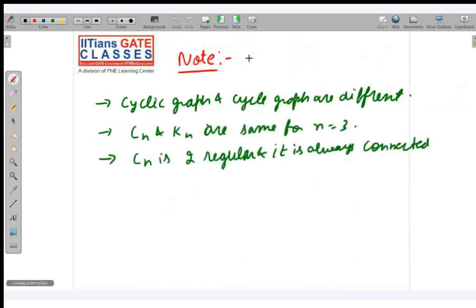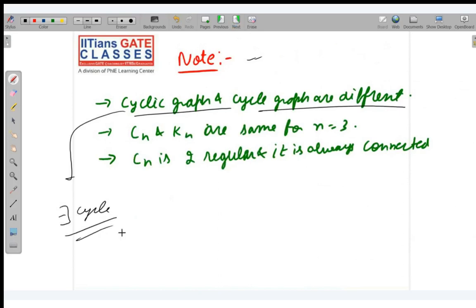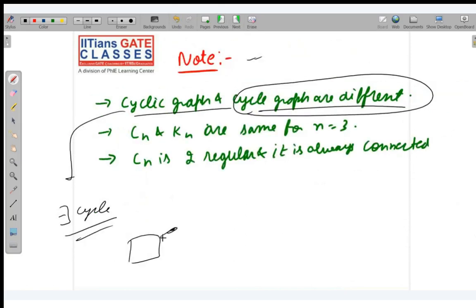So note, cyclic graph and cycle graph are different. Cyclic graph means there exists a cycle in it. If there exists a cycle in the graph, it is a cyclic graph. But cycle graph is different. So a cyclic graph example can be like this. This is a cyclic graph because there is a cycle in it. A, B, C, D and E. So A, B, C, D is a cycle.